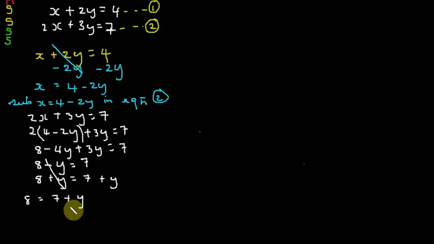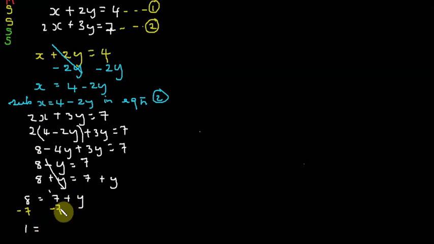What do we do next? We have an intruder 7 because we want to make y the subject. How do we make y the subject? I reduce this to 0 by adding it to its additive inverse. The additive inverse of positive 7 is negative 7. So here we have negative 7, negative 7. I subtract 7 on both sides of the equation. So here we have 8 minus 7 will give me 1.